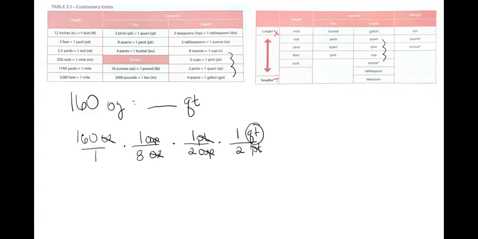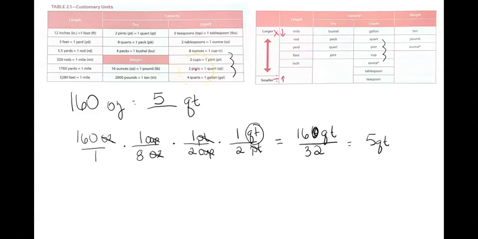And I get to deal with the numbers. 160 times 1 times 1 times 1 is 160 quarts. And then on the denominator, we've got 1 times 8 times 2 times 2. Well, 8 times 2 is 16 times 2 is 32. And there's no unit because I've canceled them all out. So then I divide 160 by 32 and I get 5. So I'm left with 5 quarts. So 160 ounces is 5 quarts.